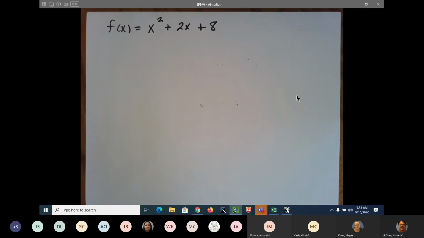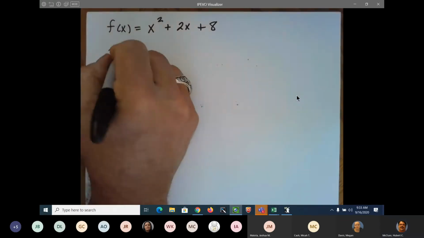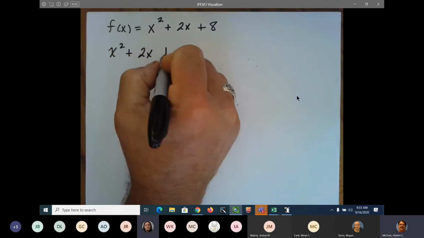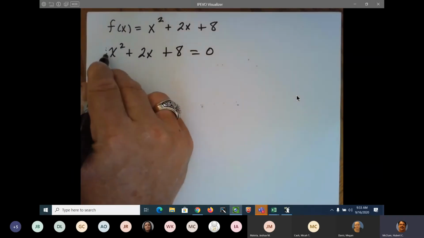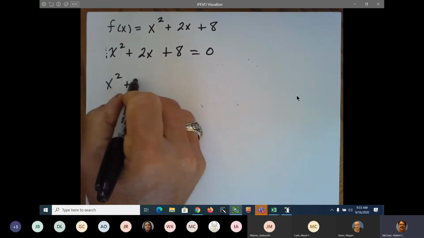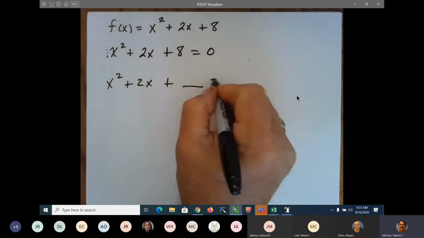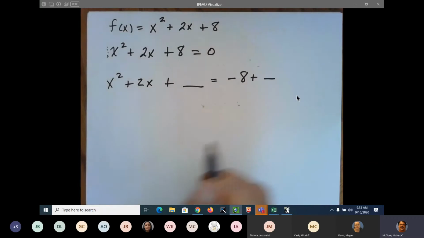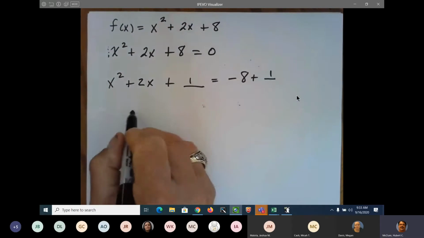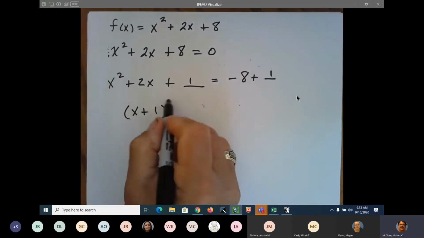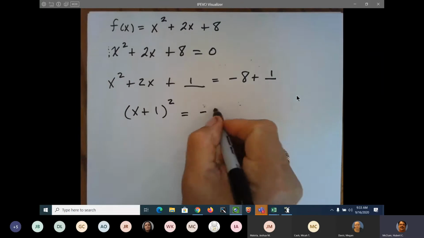All right, so x squared plus 2x plus 8 is equal to 0. And since a is equal to 1, I'm good. x squared plus 2x plus blank is equal to negative 8 plus blank. What's half of 2? 1. Thanks, class. 1 squared is 1. So I have x plus 1, quantity squared, is equal to negative 7.